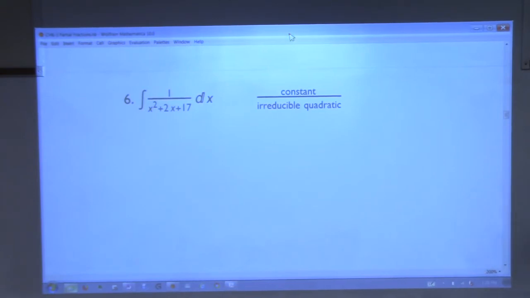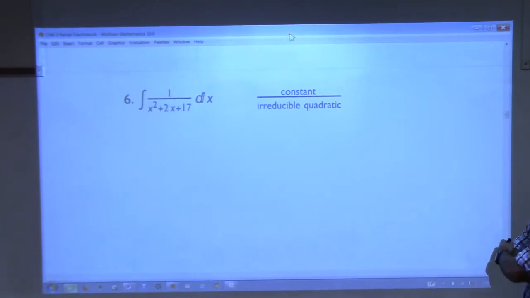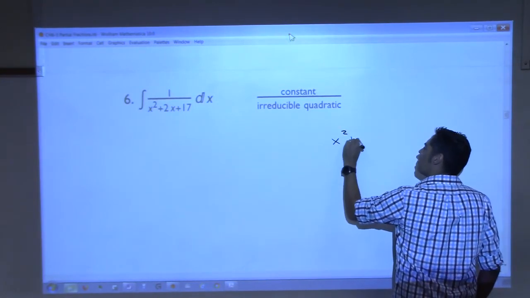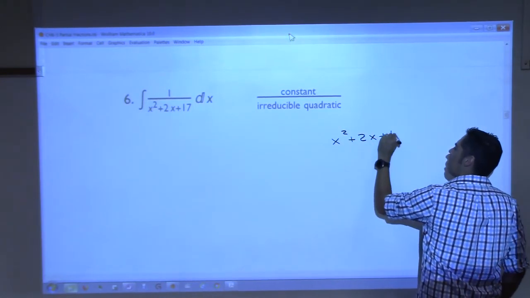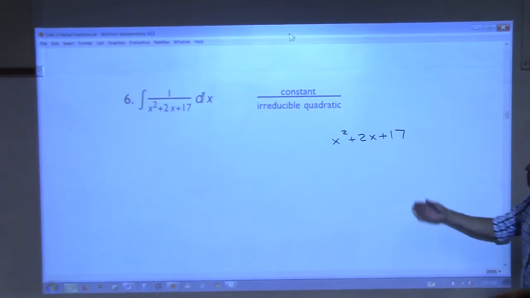But if you cannot reduce that, it's not factorable, then complete the square. You get to complete the square. So we're going to look at that denominator and complete its square. So we take x squared plus 2x. We did talk about this last class, right? Yeah, towards the end. The technique for completing the square, you put it in descending order.